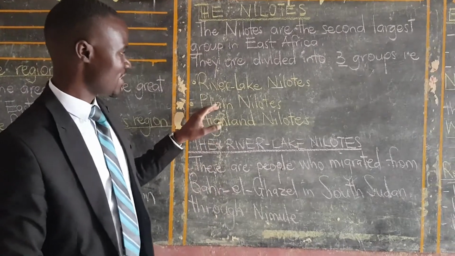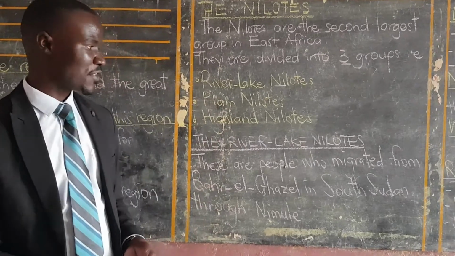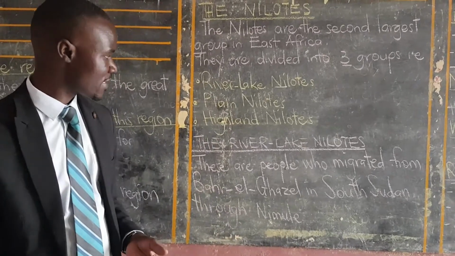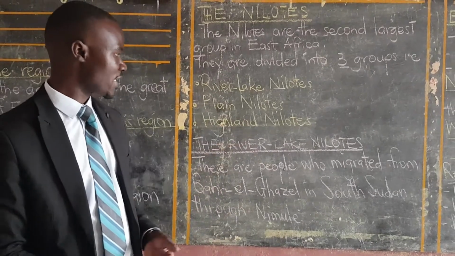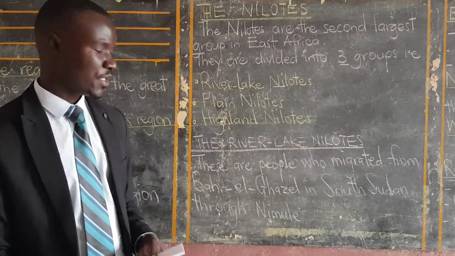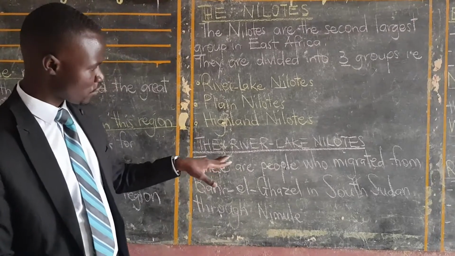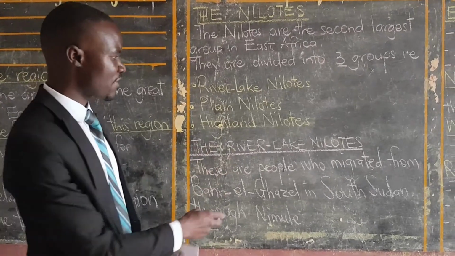The Plain Nilotes are sometimes referred to as the Nilo-Hamites. We shall also look at them in detail. Then we have the Highland Nilotes; we shall also look at them in detail. So today, I want us to continue by looking at the River Lake Nilotes.